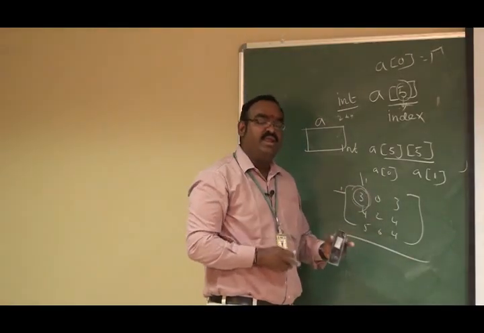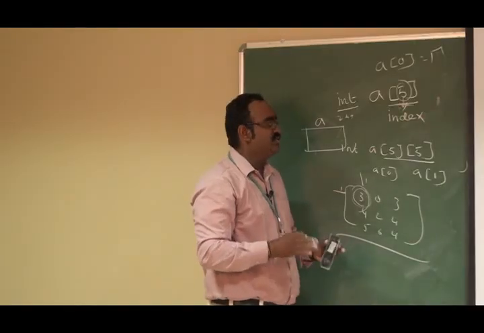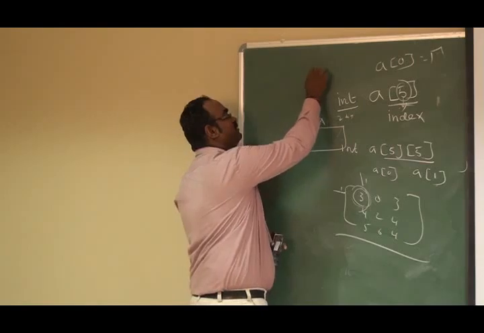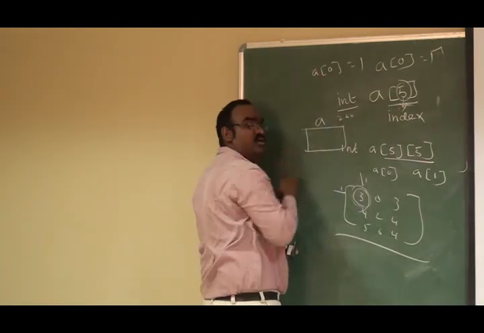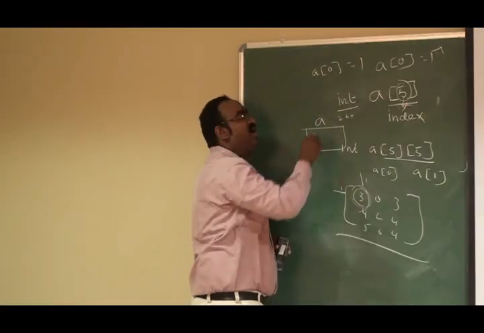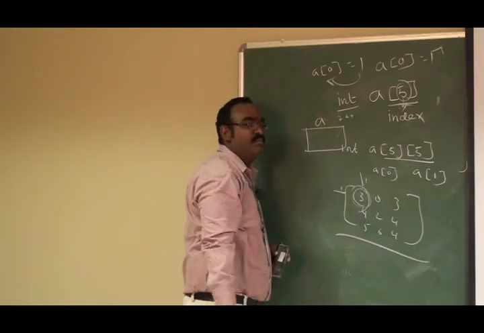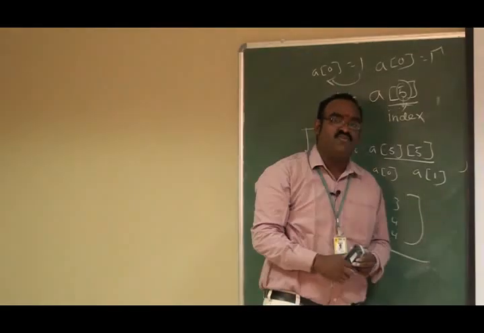In a dynamic array, memory allocation is done at execution. At compile time we are not going to allocate it. When the input is given, for example A of 0 is equal to 1, the 0th position gets the data value 1. At the time when you give 1, the memory for A of 0 is allocated. That is a dynamic array.